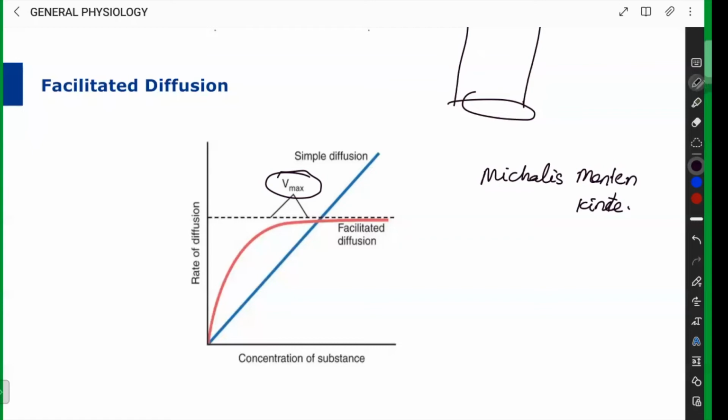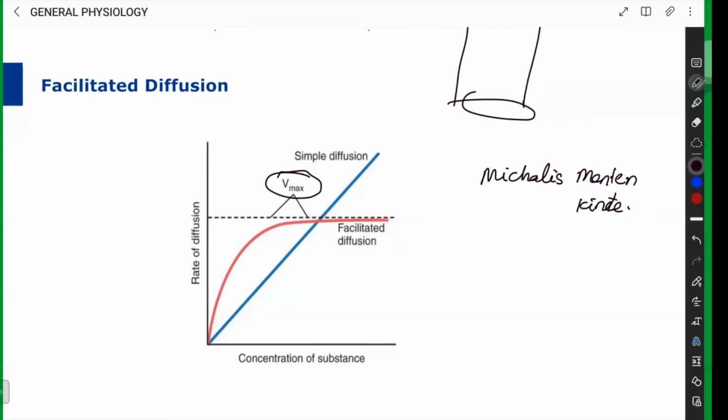After that, only 8 people can get out. For example, if you have 4 more doors and I open all the doors, now through 4 doors 8 people can get out, not more than that at a particular time. That means your Vmax becomes 8 people. Not more than 8 people can get out in that particular second. So that is how your maximum velocity is defined. But in simple diffusion, you don't have any door.